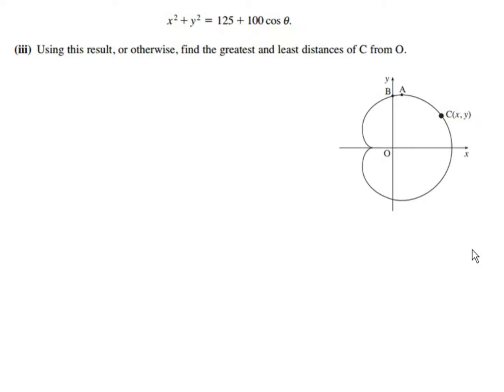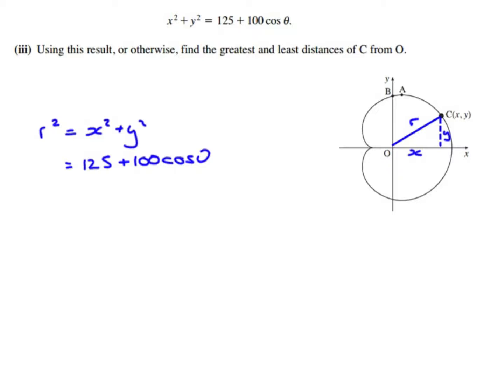Now part 3 of the question advises us to use that last result. Here we're looking for the distance between the origin and C, where C can move about on that line. We want to know what's the minimum distance from O to C and what's the maximum. And the way to do this is to think about the general distance. Let's call it R. But we can see from the diagram the general distance R, using Pythagoras, is related to the x-coordinate and the y-coordinate. So r squared is going to be x squared plus y squared. But we already have a formula for what x squared plus y squared is. It's 125 plus 100 cos theta.